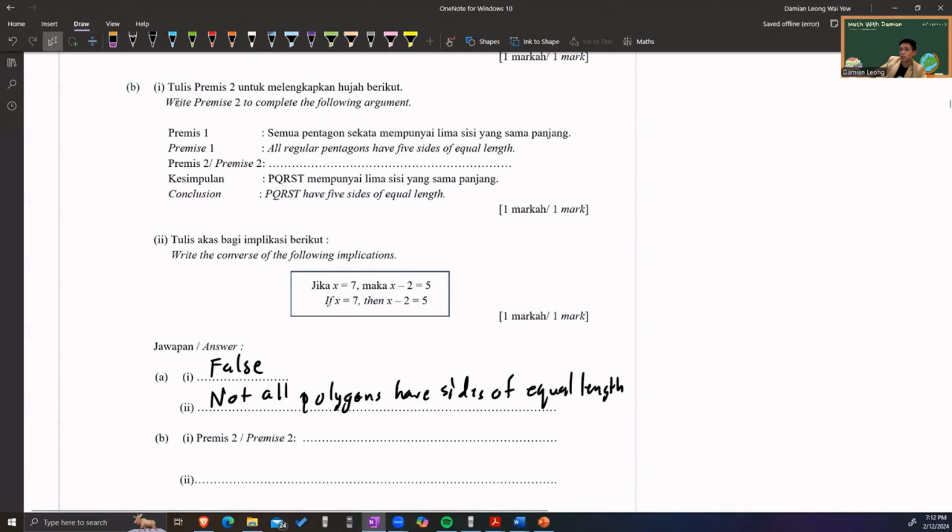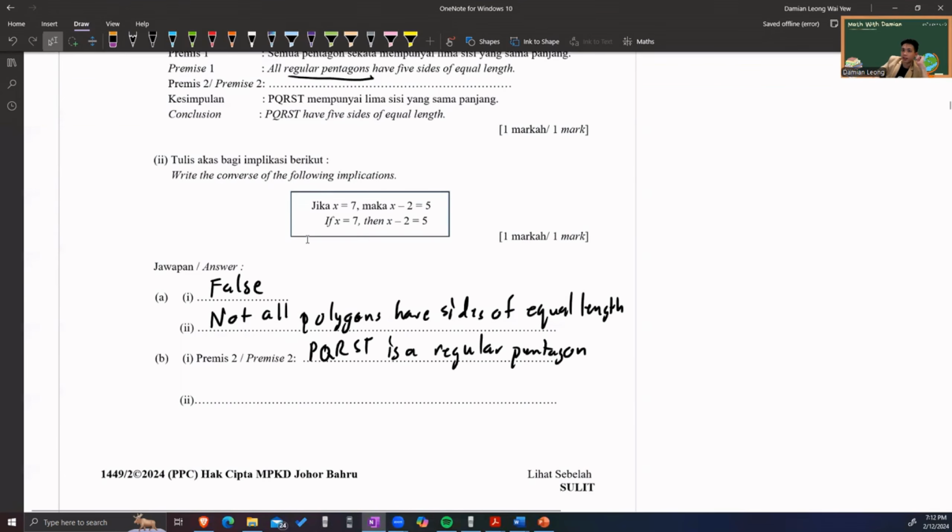Part B, write the premise 2. Premise 1 is all regular pentagons have 5 sides of equal length. Conclusion, PQRST has 5 sides of equal length. So premise 2 should also be on PQRST. Here, having 5 sides of equal length means PQRST should be a regular pentagon. It's a regular pentagon.